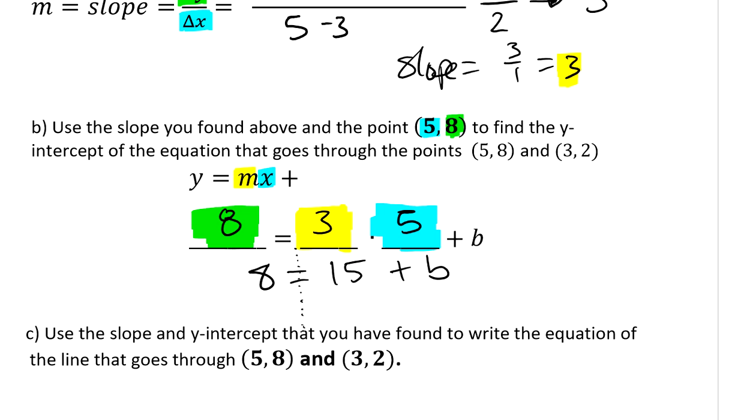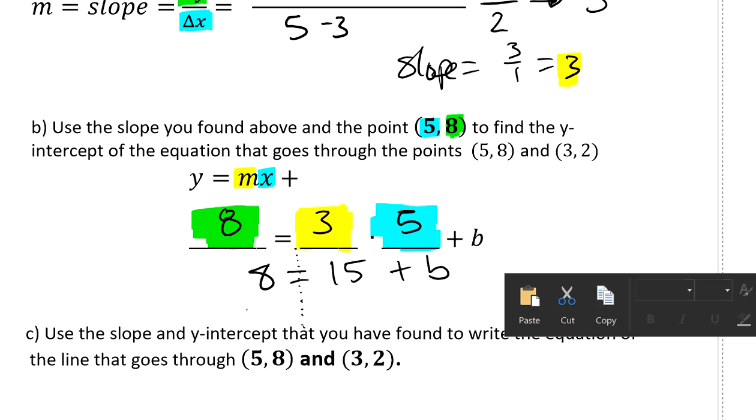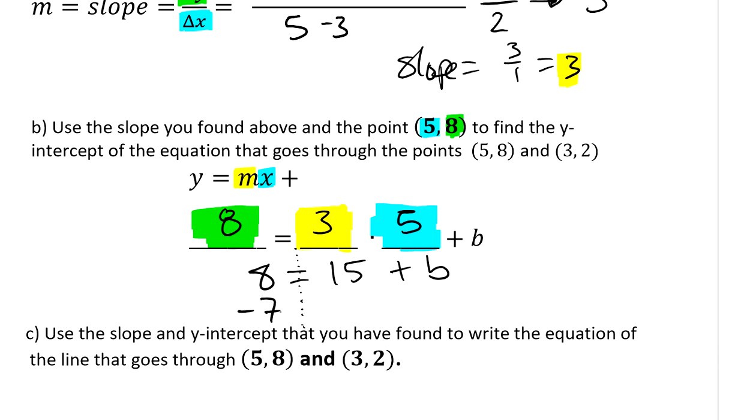8 minus 15 is the number, what is it? 8 minus 15 is negative 7. So I get a negative 7 over here. And then 15 minus 15 is 0, so I'm left with just the plain old b. So I now know my y-intercept, and I now know my slope.